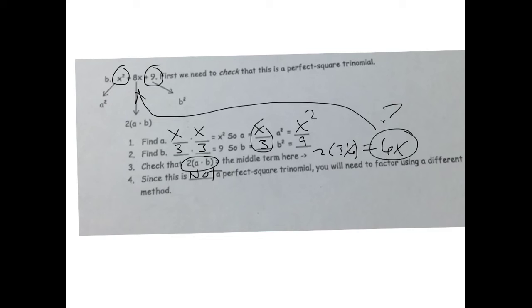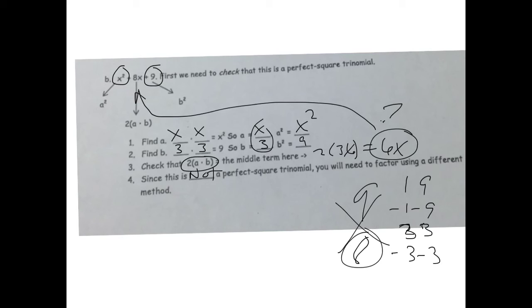And this is actually prime. I think you cannot factor it because there's nothing that multiplies to be 9 and adds to be 8, because our factors of 9 are 1 and 9, negative 1 and negative 9, 3 and 3, and negative 3 and negative 3, and none of those pairs make 8, so this is actually prime and cannot be factored.